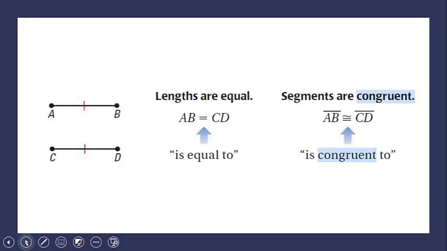Good day everyone. In today's video we are going to learn about congruency. So this is our introduction to congruency, which is the beginning. The first thing we're going to look at is segment lengths, or the length of a line.